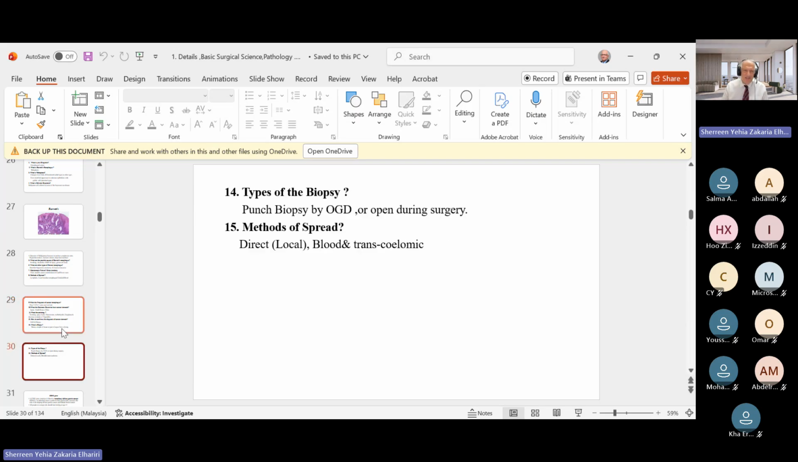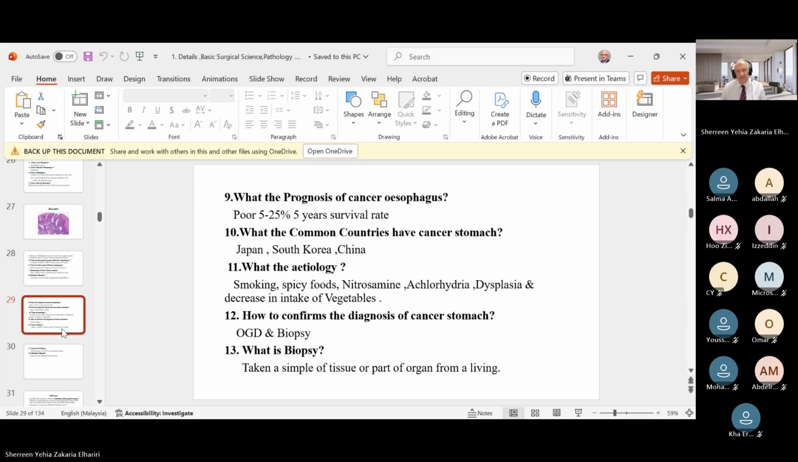Okay, what type of biopsy can you take from the stomach? What do we call it? What's the type of biopsy? Yes, you take a biopsy by endoscope. What is this type of biopsy called? Incisional. No, incisional means incisional. This is punch biopsy. Okay, so you take a punch biopsy. If it is open surgery, it is called excision biopsy. Okay.